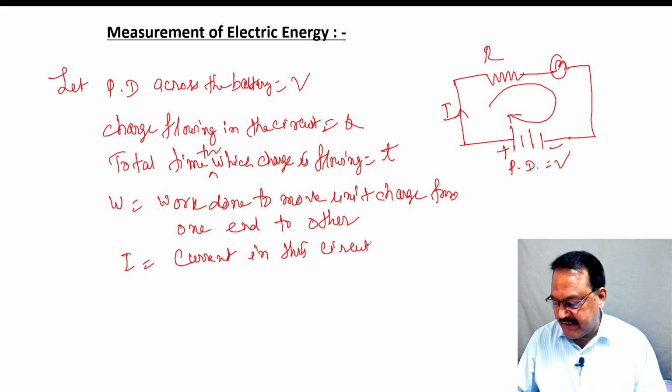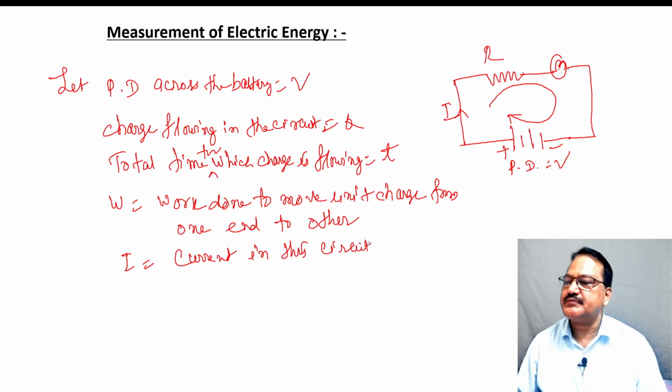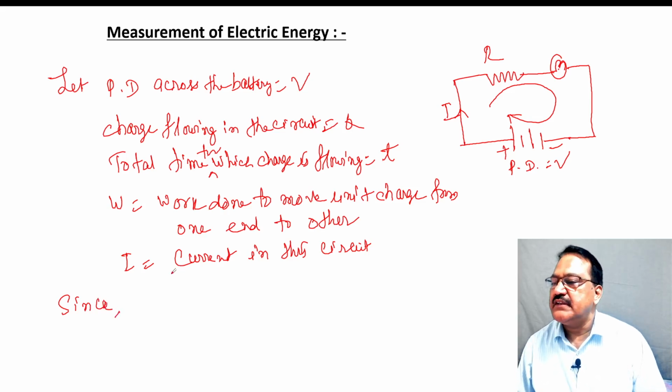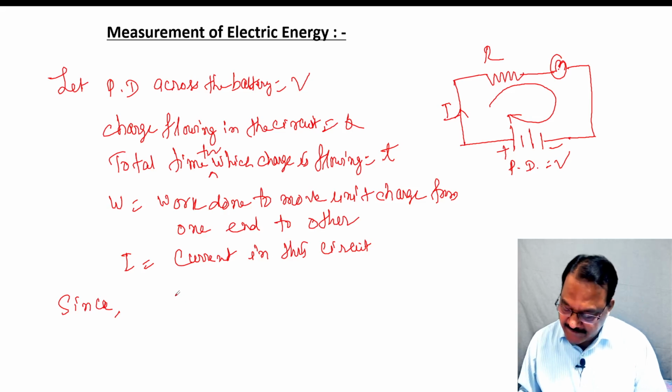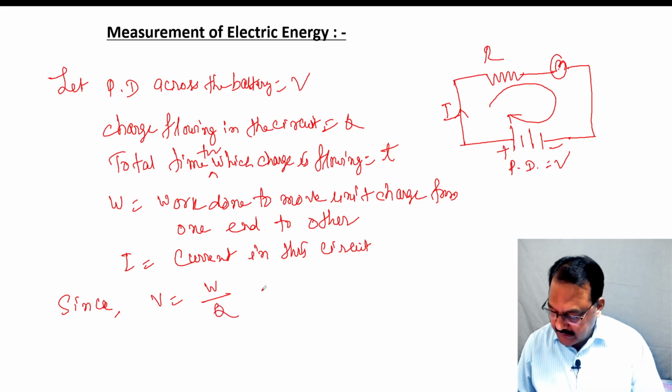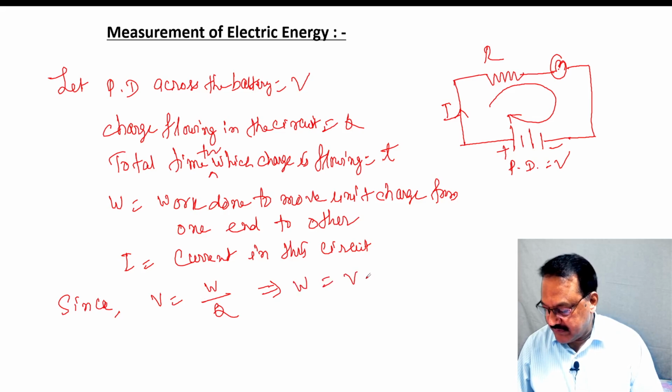So how to relate all these terms? Okay, since we know what is potential difference, that is work done per unit charge, so we can write here V is equal to W by Q. Because we have to relate this W, W will be equal to V into Q.